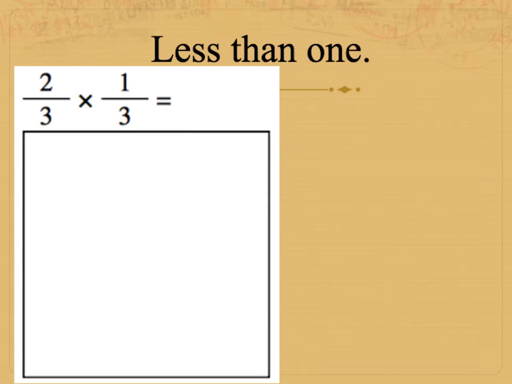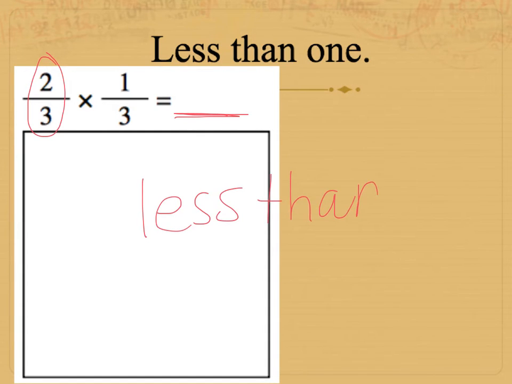Knowing our rule about a fraction times a fraction, is our product going to be greater or less than 2/3? Think about it for a second. Is our product going to be greater than or less than 2/3? Our product is actually going to be less than 2/3. Knowing that rule, we know that 2/3 is our original fraction. Our product is always going to be less than because we're multiplying it by another fraction.